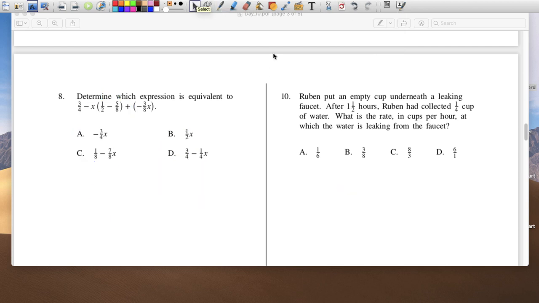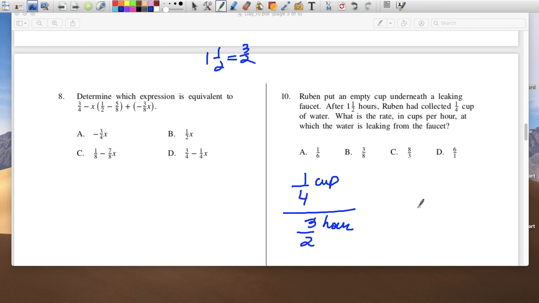Ruben put an empty cup under a leaking faucet. After 1.5 hours, he collected 1/4 cup of water. At this rate, what is the rate in cups per hour? So I know that it's 1/4 cup in how much? In 1.5 hours. So I'm going to change the 1.5. Over here, I'm going to write 1 and 1/2. It's the same thing. 2 times 1 is 2, plus 1 is 3. So it's 3 over 2.